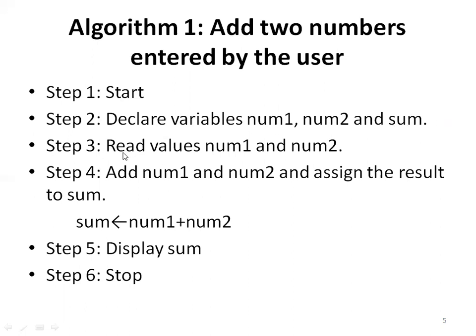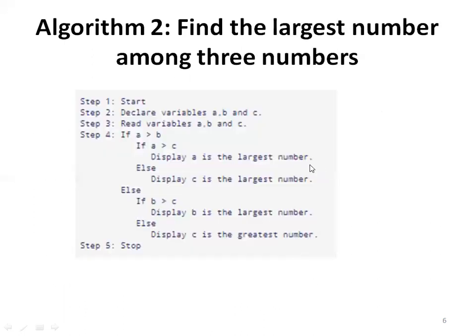Then in step 3, read num1 and num2 from the user. And after reading, in step 4, they will be added and the result will be stored in the variable sum. So that is written here, sum equals num1 plus num2. Then in step 5, the result is displayed. Then step 6, stop. Algorithm is terminated. Similarly, this is another algorithm for solving this problem where the problem is find the largest number among three numbers, and this is the algorithm.